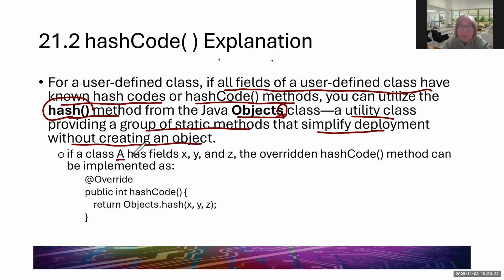Like over here, suppose class A has three instance variables x, y, z. Then for the hash code method, you override it. The simplest way is you just call Objects.hash and plug in the three instance variables x, y, z. Then it will calculate the hash code for us.